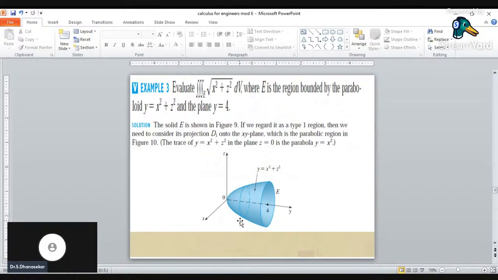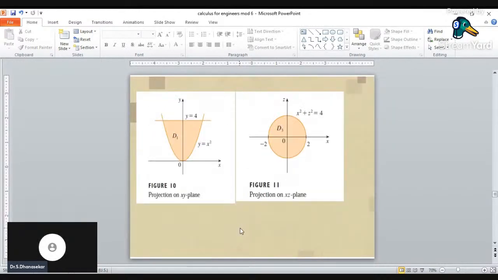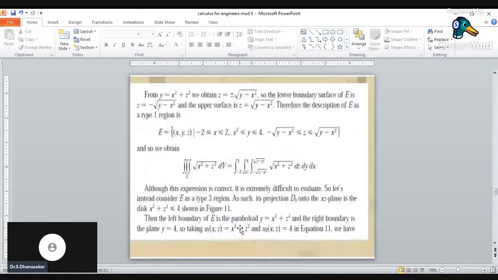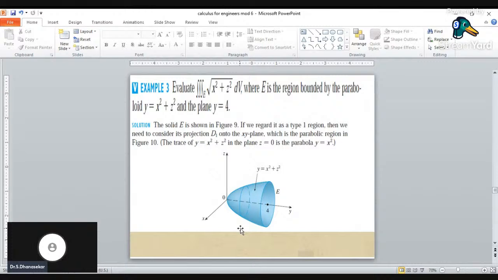So in both cases, we have to be very careful in finding out the limits, because it matters which plane you are projecting onto. That's a very important part. For example, in this example, evaluate the triple integral over E of root of x square plus z square dV, where E is the region bounded by the paraboloid y equal to x square plus z square and the plane y equal to 4. That means the y limit is already given to us. It is from x square plus z square to 4.